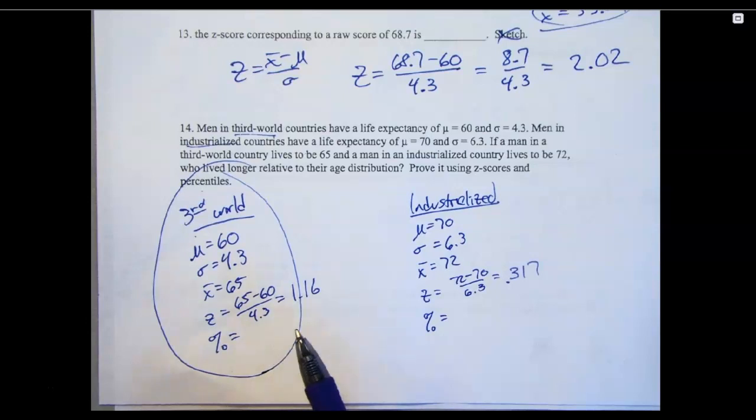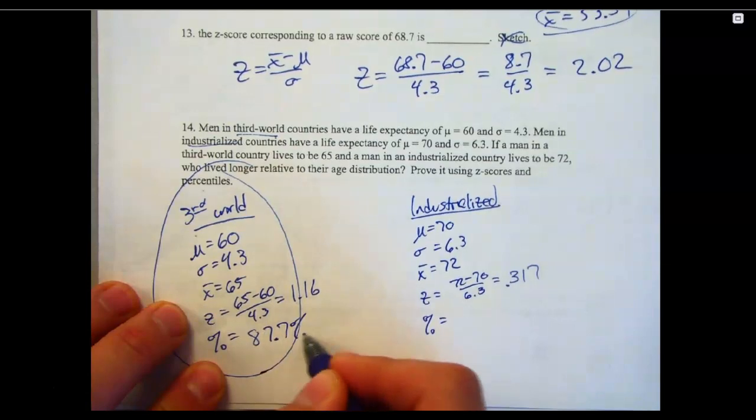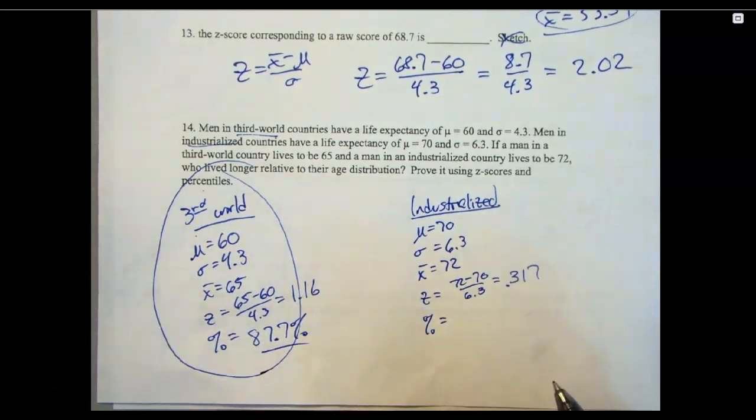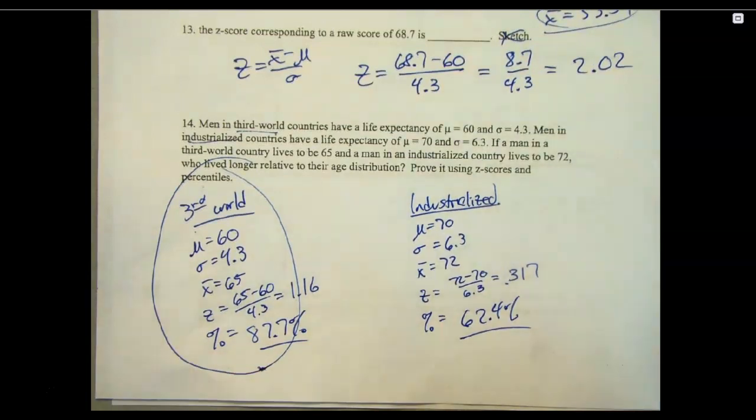That is normal CDF, negative 999, and then 1.16. And then you can do it two ways. You can type in 1.16 and just stop, or you could keep going. Oh yeah, I'll just do that. This is 87.7%. This is 62.4%. Question on how I got either of those two.